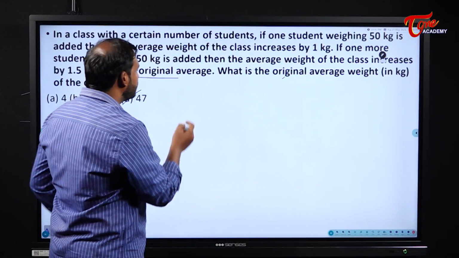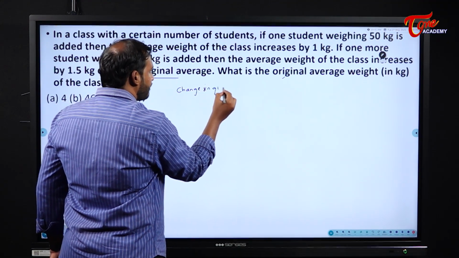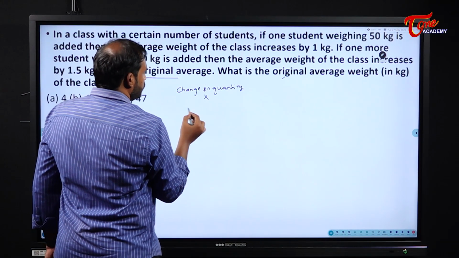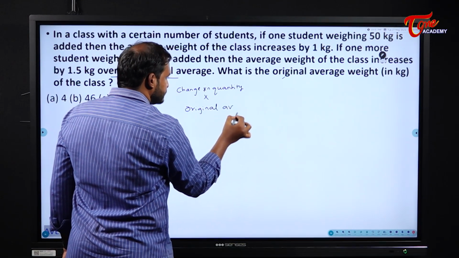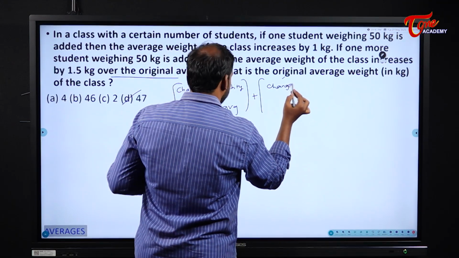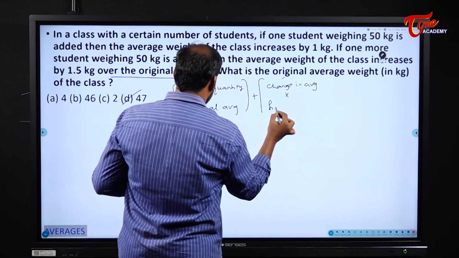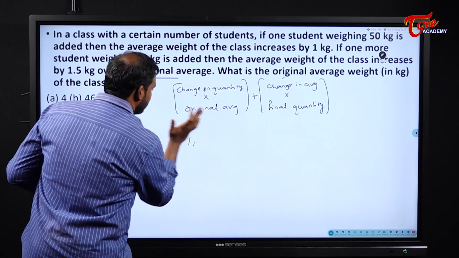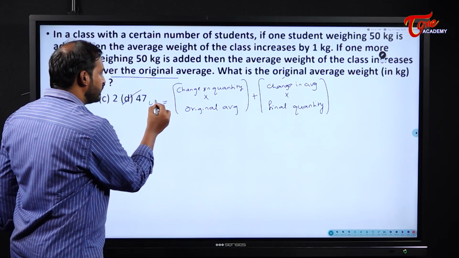So, what is the formula we have? Change in quantity into original average plus change in average into final quantity. This is the value of the newly added person. This is equal to the weight of the newly added person.